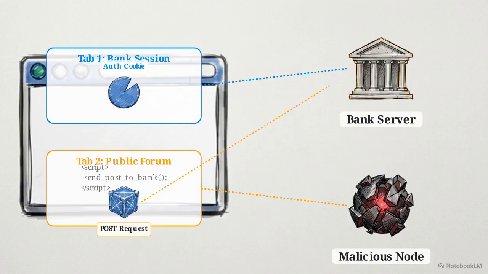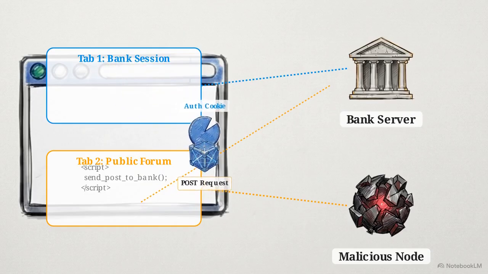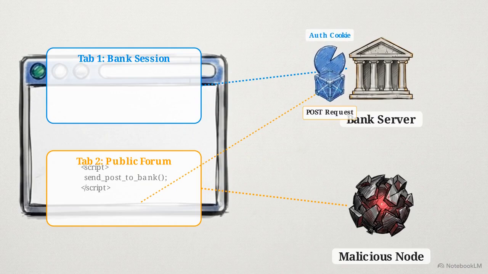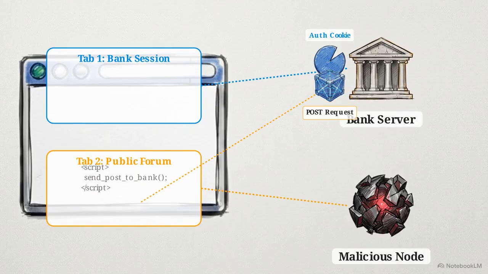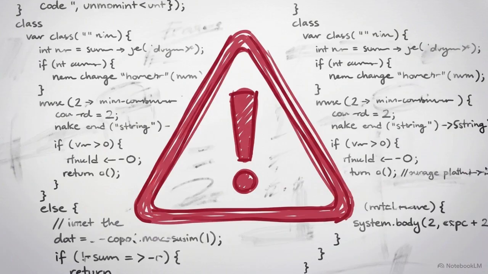Even though the request started on the forum, its destination is the bank. Consequently, the browser follows its standard protocol. It automatically attaches your active banking cookie to the outbound request before it leaves your device. The bank server receives a legitimate-looking request, accompanied by a valid authentication cookie. Because the server cannot natively see that the request originated from a different domain, it processes the unauthorized transfer. This is cross-site request forgery.